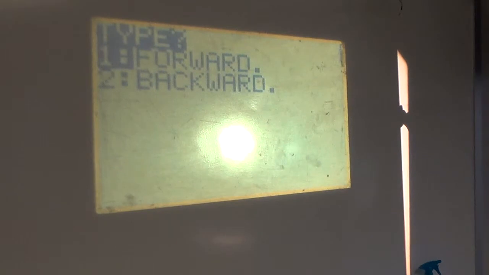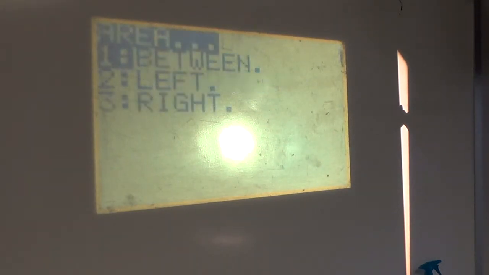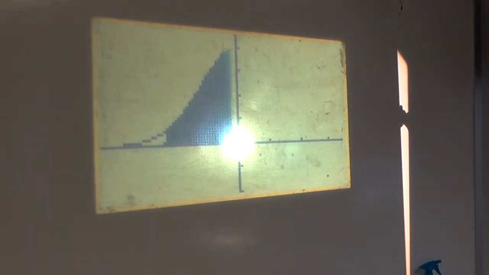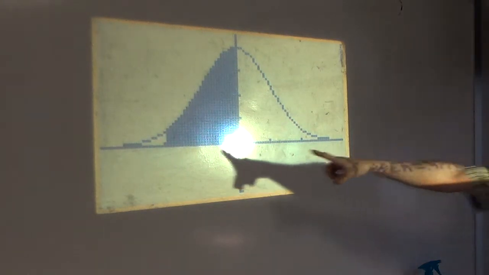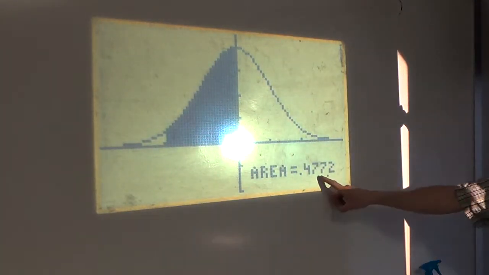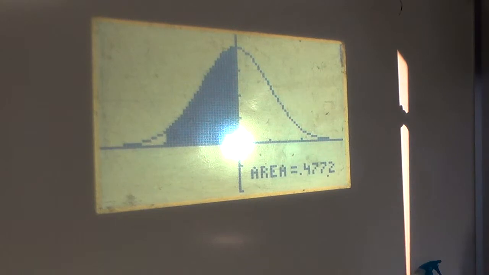Between -2. Let's see if it happens here, Rory. Here it comes. Shading, shading. Stops at 0. Yeah, it's just a tick mark. Just ignore it. Look at that. That's damn close to our 47.5, isn't it? Yeah, that's our 47.5 that we said it was earlier.